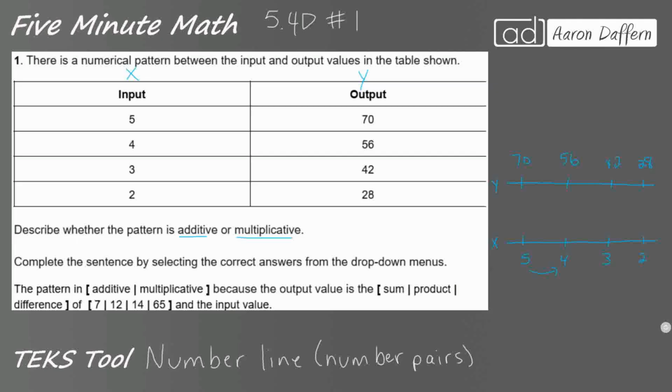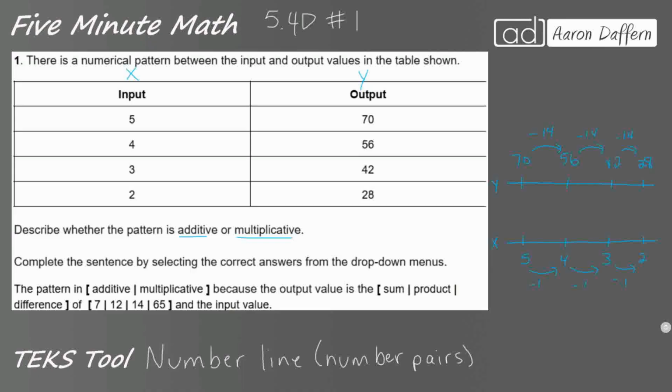So look what's happening to get from 5 to 4. We're subtracting 1. We're subtracting 1. We're subtracting 1. All right, so it looks like it's pretty consistent. The inputs are going down 1 each time, and the outputs are going down, but they're not going down by 1. We are going down by a minus 14, and that's a minus 14, and that is also a minus 14.